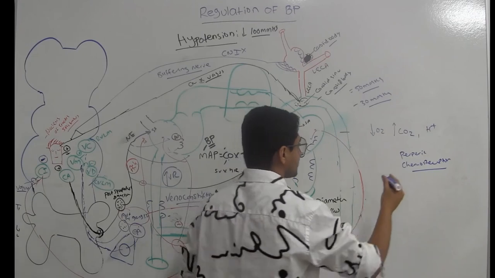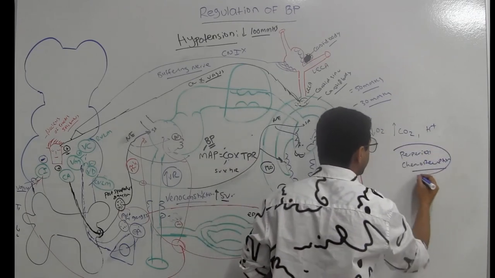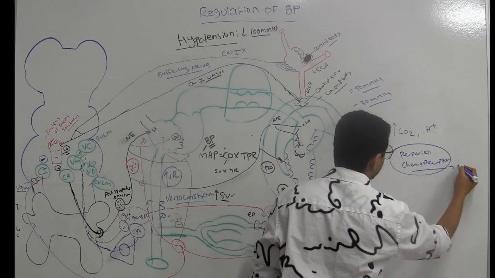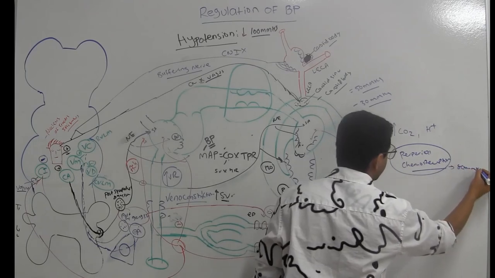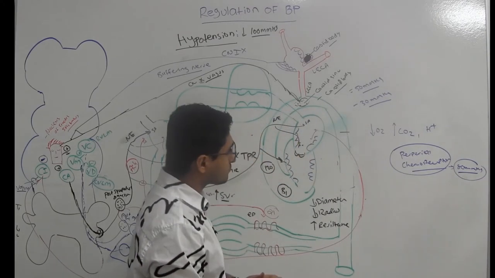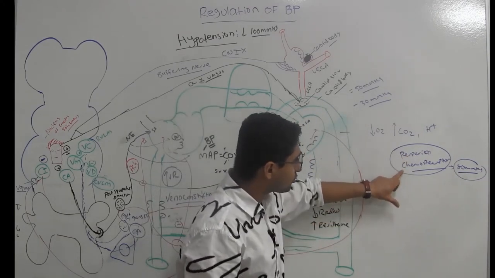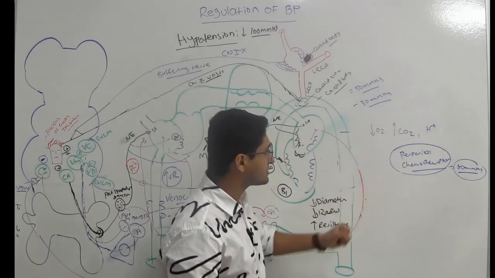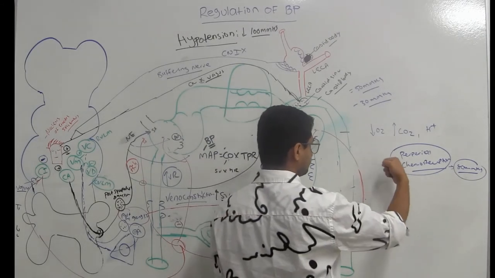The peripheral chemoreceptors are very sensitive to low oxygen. Usually when the pressure falls to around 80 millimeters of mercury, these guys come and play a role in upgrading your blood pressure. So whenever the blood pressure falls below 80 millimeters of mercury, the peripheral chemoreceptors sense it. But you don't know what happens.